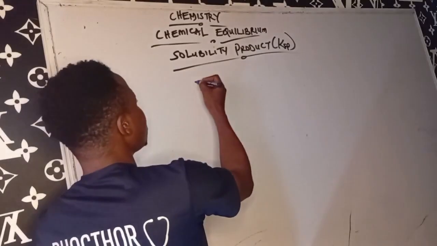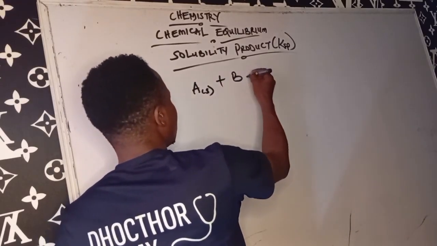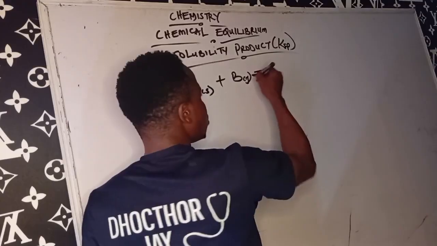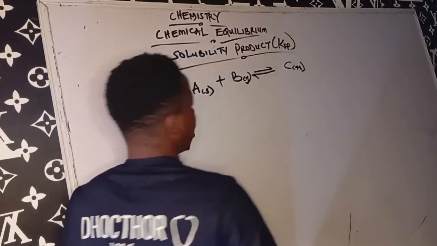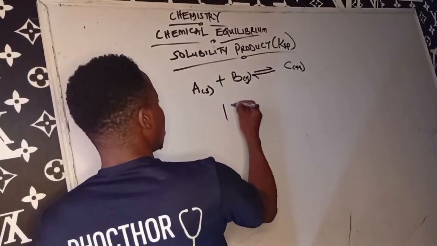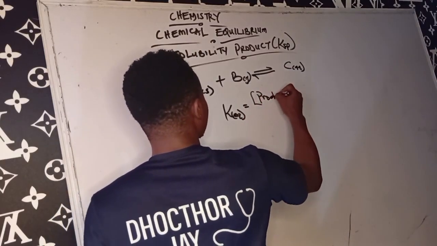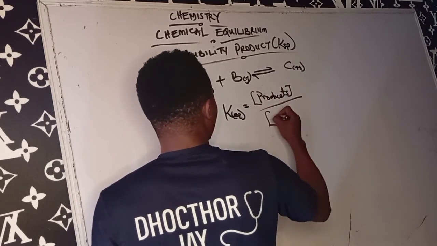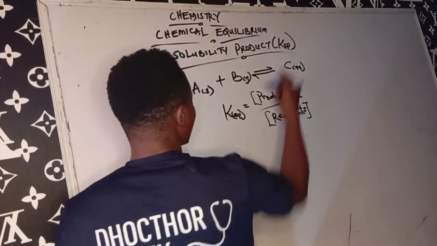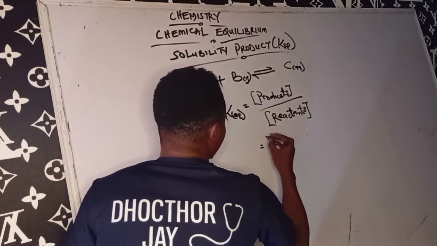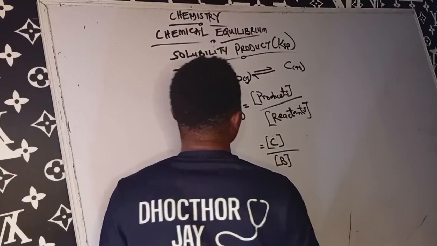For instance, you are given this reaction: A, let's say it's a solid, plus B, which is a gas, reversible in equilibrium, to give us C, which is aqueous. Now, from the law of mass action, the equilibrium constant KEQ will be equal to concentration or activity of product over concentration or activity of reactant. So what do we have on the product side? That's C. Okay, what do we have on the reactant side? We have A and B, but I'm going to be choosing just B.